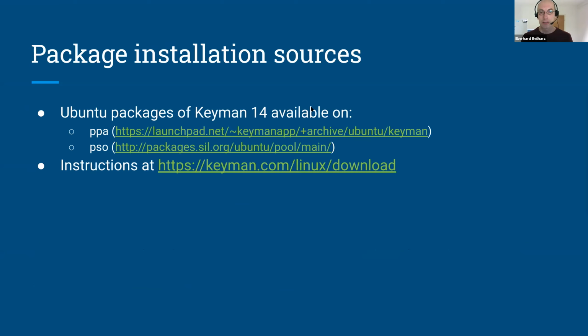So before you can use Keyman, you have to install it. And there are 2 ways you can do that. One is it's available on a PPA on Launchpad under this link, and it's also available under packages.sil.org. And on the download page at keyman.com/linux/download, you'll find instructions on how to add either one of those repos and also how to install Keyman.